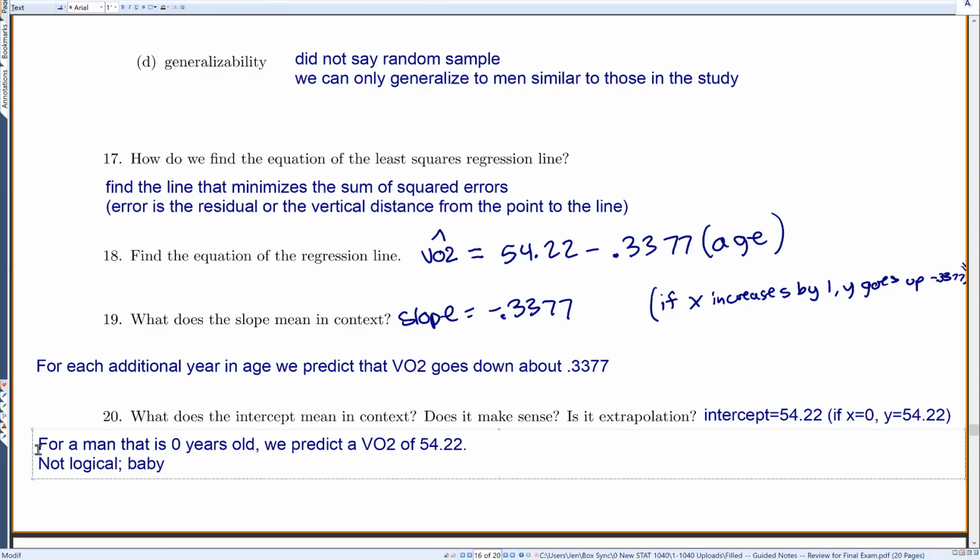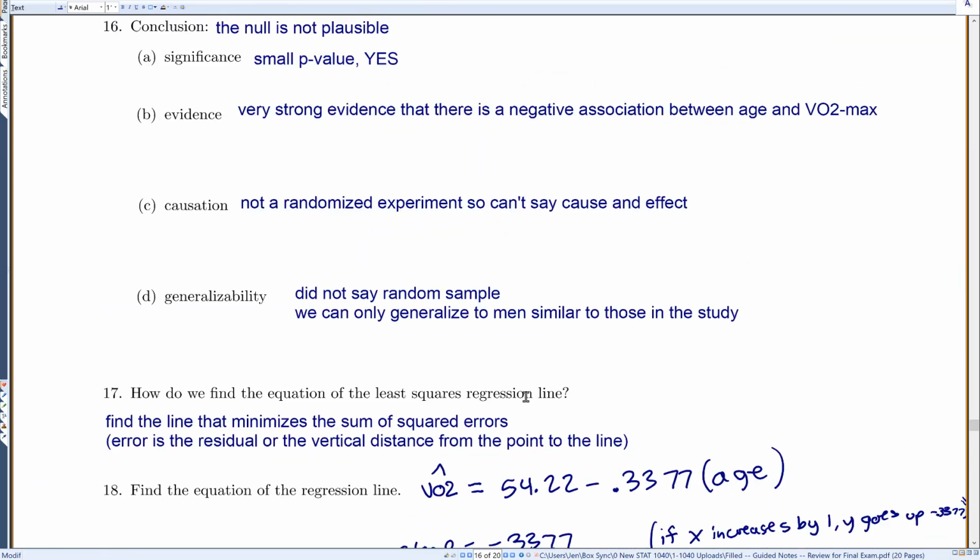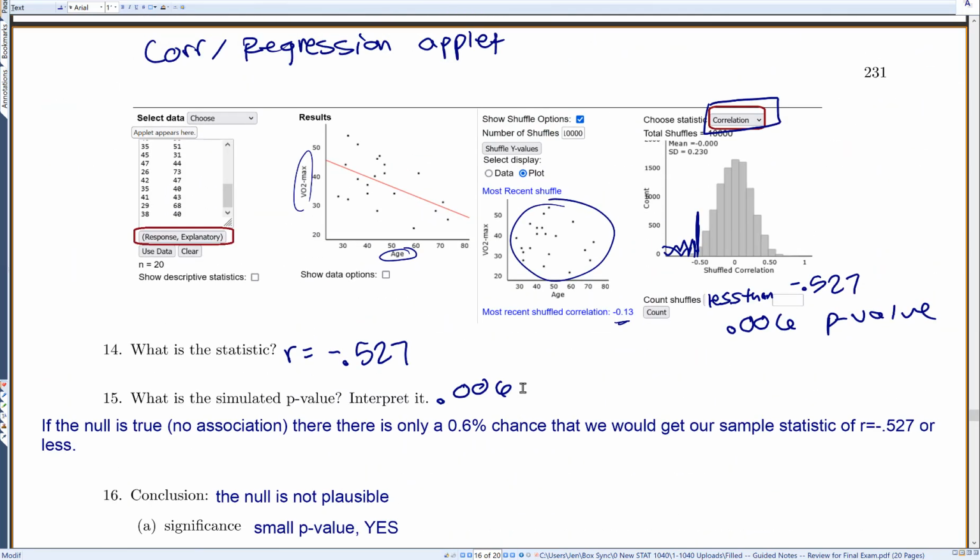And they probably aren't that high. Which, remember, it's okay. Intercepts don't have to be logical. They just make our line fit well. Okay. What's an extrapolation? Well, let's go back up to our scatter plot here.